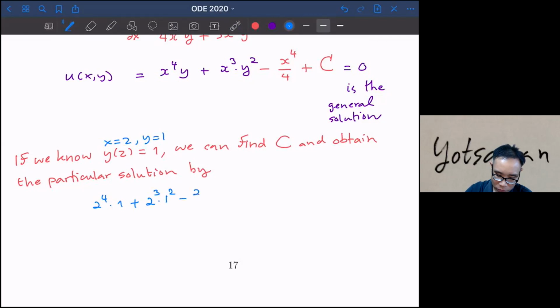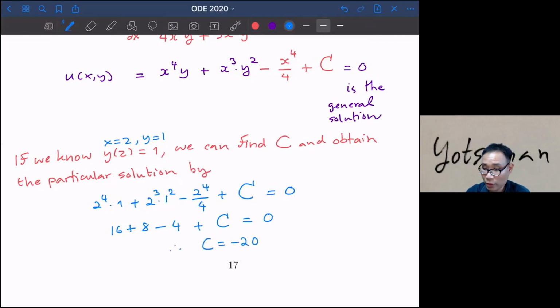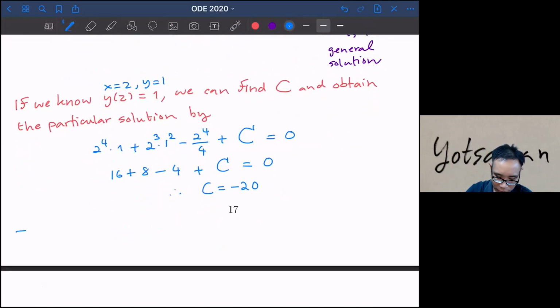And you have 2 to the 4th over 4 plus C equal to 0. So this one is 16 plus 8, not minus 8, not minus 4, plus C equal to 0. So you would get C equal to negative 20.